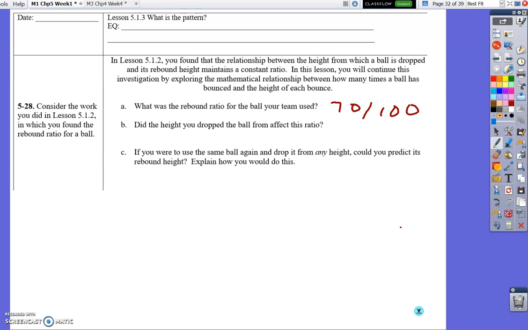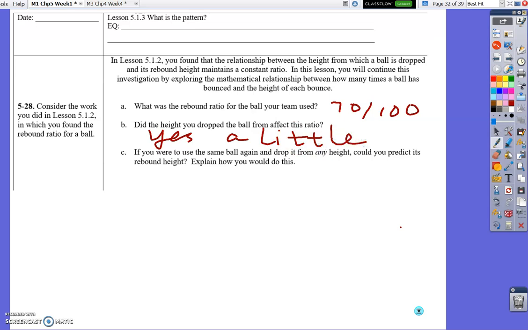Does the height we dropped the ball from affect the ratio? Yeah, it changed a little depending on where we dropped it from. The lower we dropped it from, the less bounce it had, because the decimals got smaller. But they were all within a reasonable margin of error. So yes, a little. That is an L-I, not an L squiggle. That was terrible. Let me try that word again. There you go, a little.